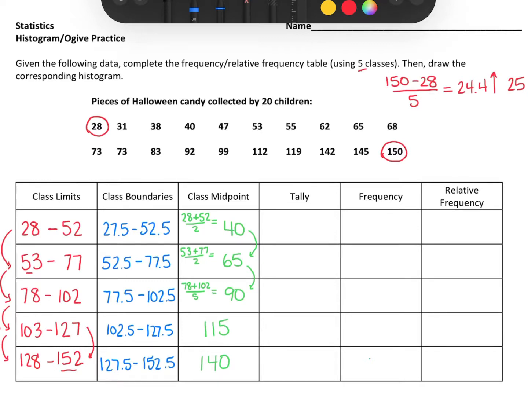Next, it's time to tally. With this little information, you wouldn't have to make a tally. I know that I'm going to look for the numbers between 28 and 52. Maybe I just want to do it this way since it's already nice and ordered.